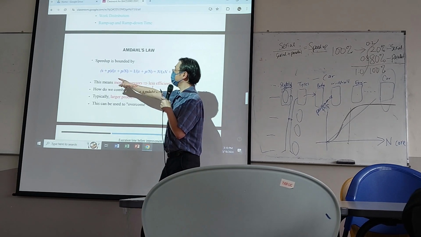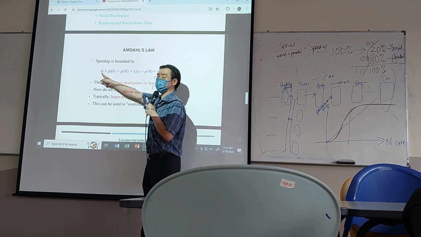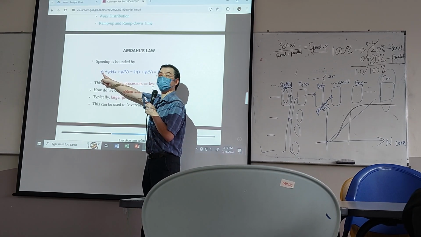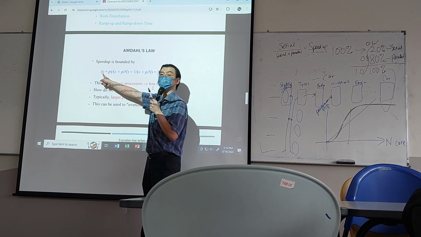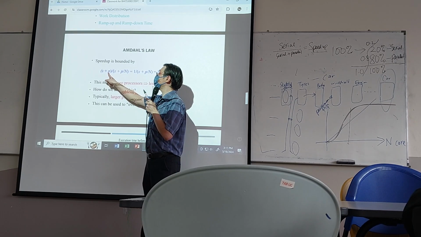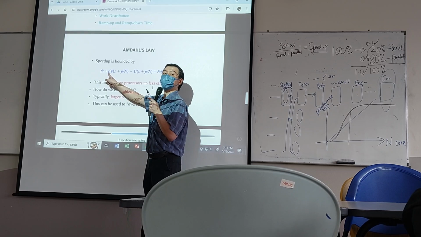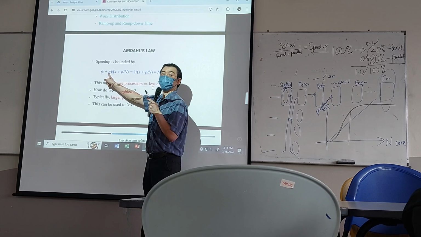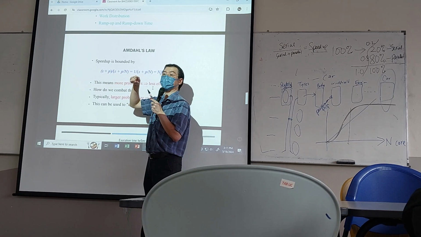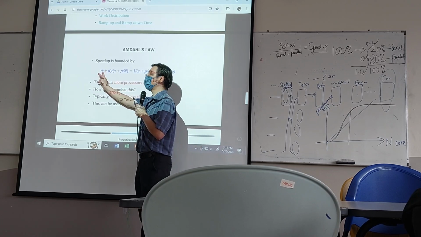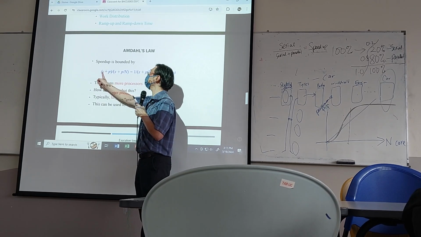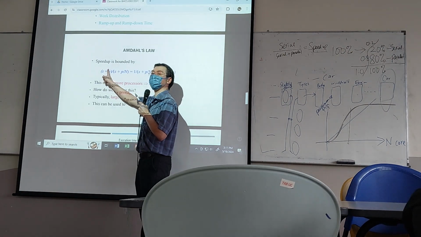Remember I mentioned to you that the fraction of code that is run by serial code is S, right? Now how about the P? It is the fraction that you can run in parallel. So you distinguish these two. The one that you cannot run in parallel, you have to run in serial. This one you can run in parallel.